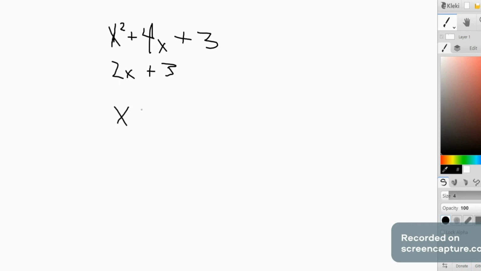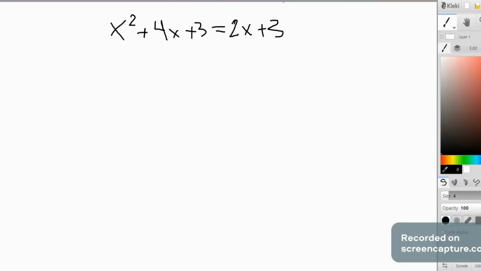So it's going to be x squared plus 4x plus 3. And it should look something like this, okay? That's only the first half. And then when I mean set it equal to each other, you literally just write down an equal sign and you put in the rest of this, 2x plus 3. It's that simple. And then you can just get rid of the rest of this. We have our finished product right here.